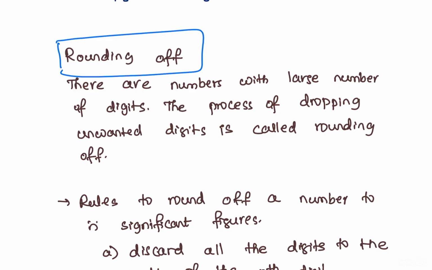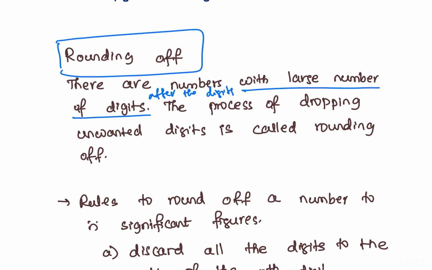Now we have one more concept, called rounding off. What is rounding off? There may be numbers with a large number of digits, for example after the decimal point. The process of dropping unwanted digits is called rounding off.